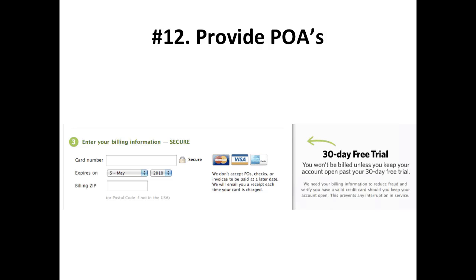So you need to provide certain things that pop up that are designed to reassure them that, hey, it's okay, go buy from me. One example of this is a 30-day free trial, where it says, don't worry, you won't be billed unless you keep your account open past your 30-day free trial. So although they're asking for your credit card details now, you won't get charged until the 30 days are up. That gives you some reassurance, and you tend to do this rationalization. I don't know about you, but I do this all the time.